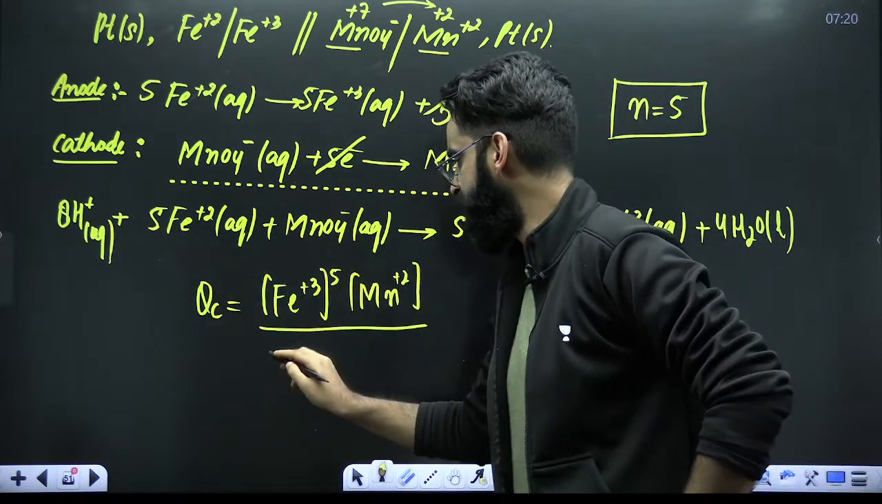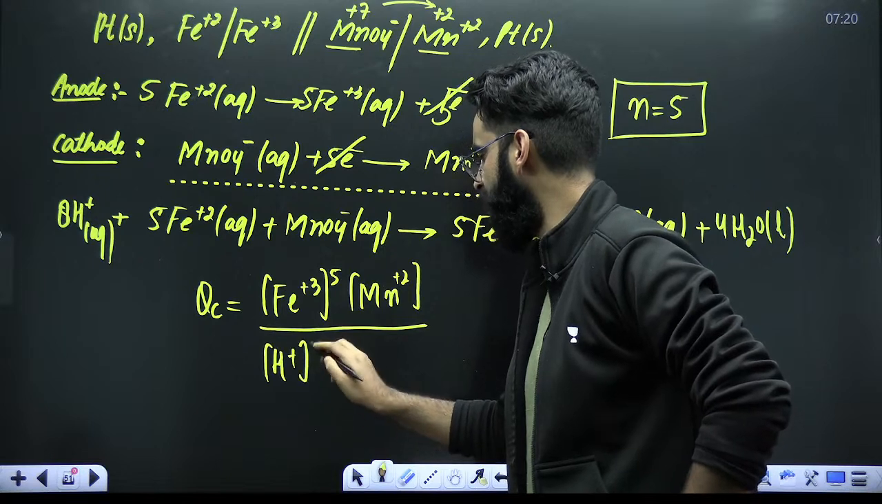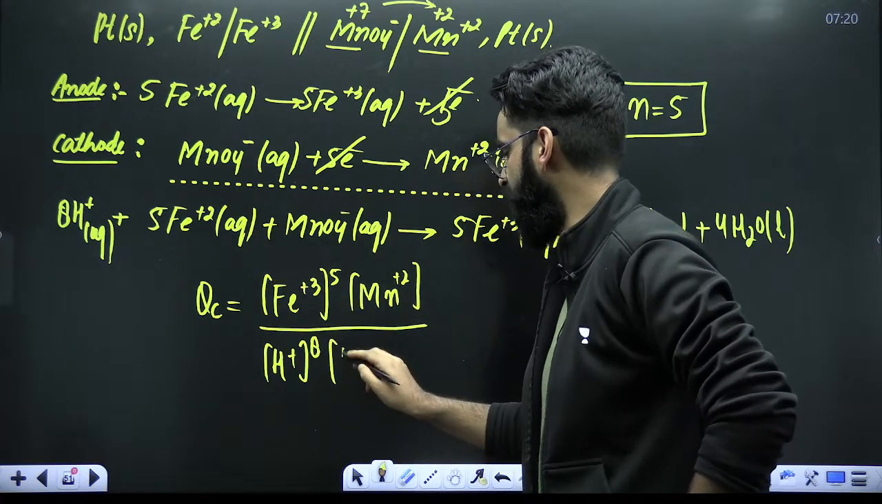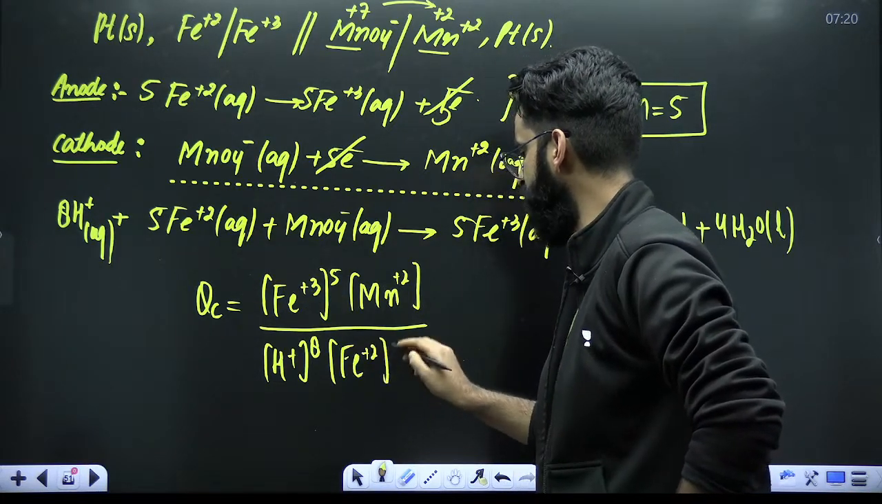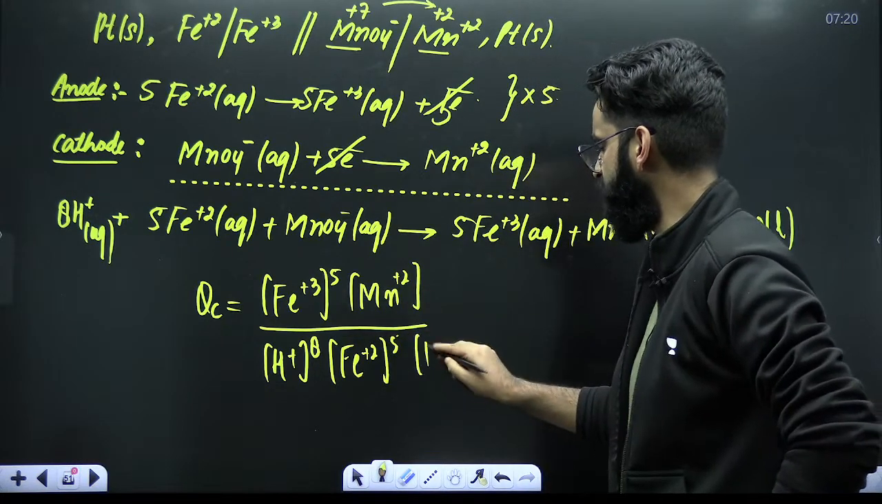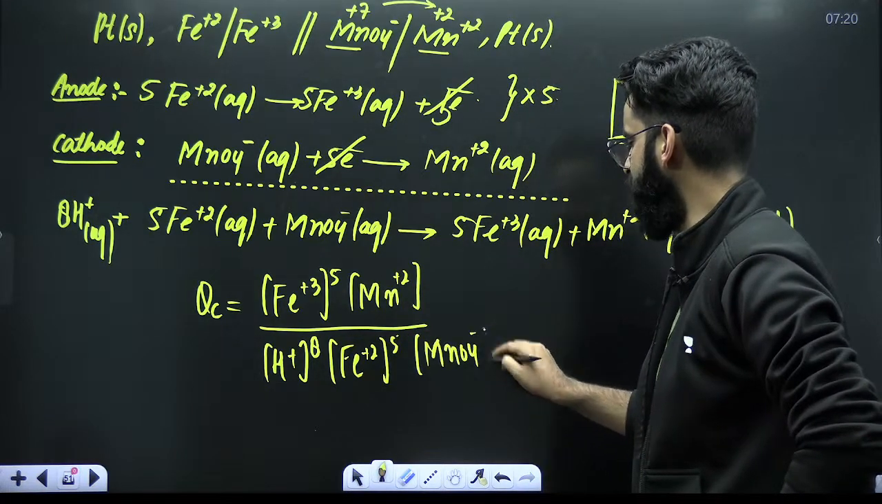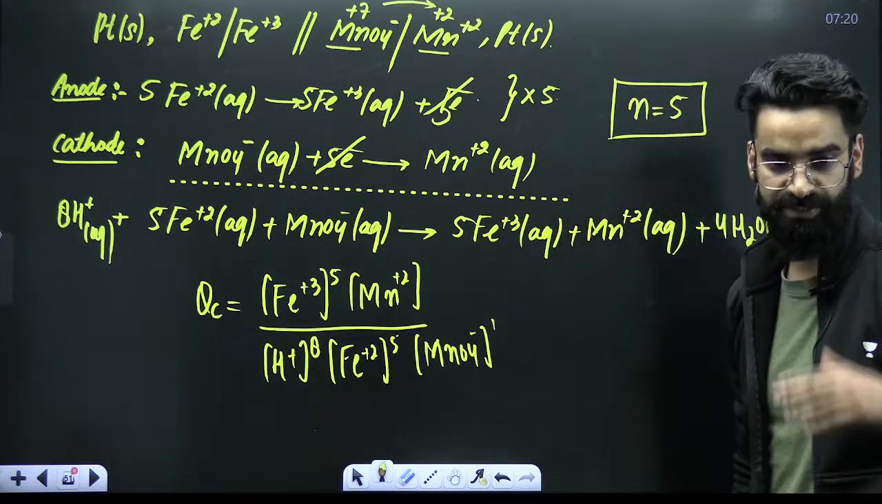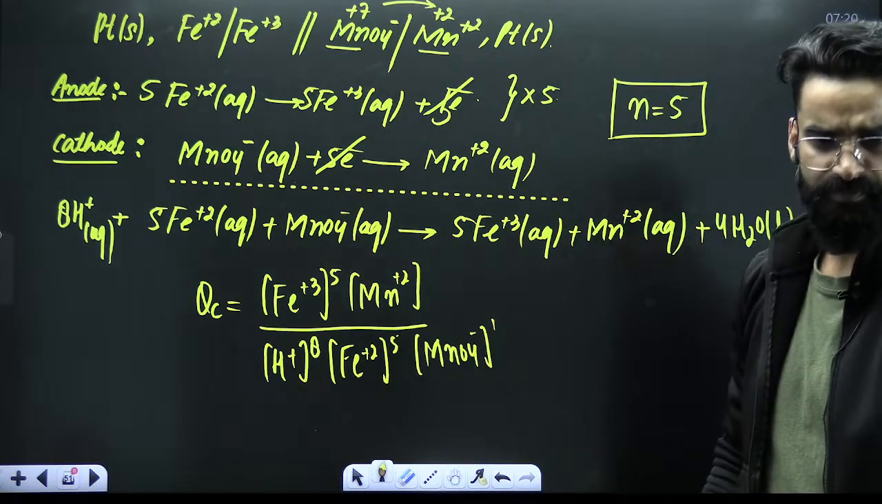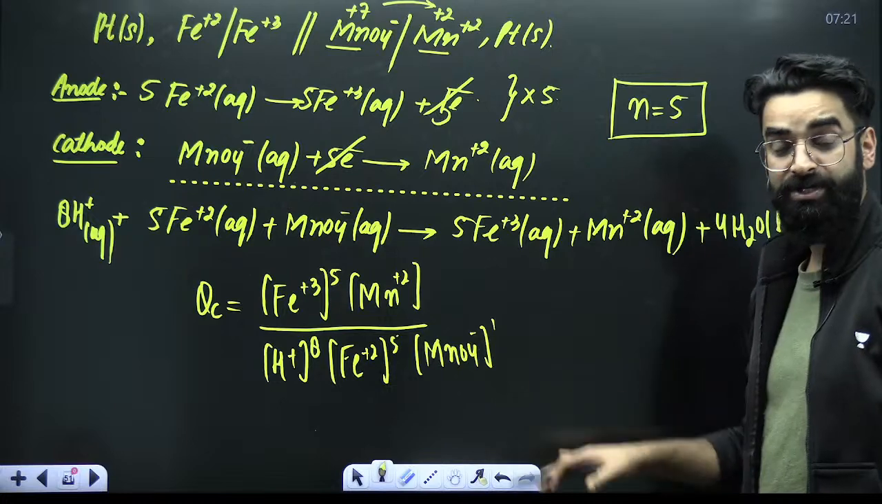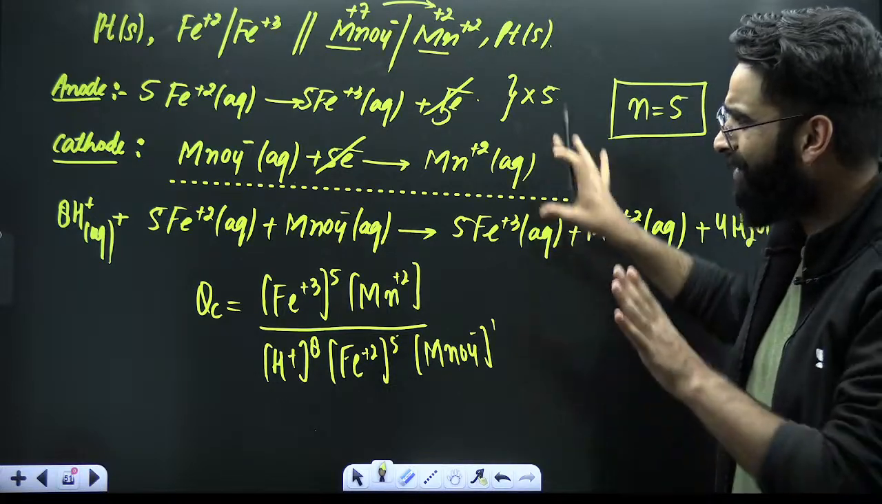This H positive is in aqueous state, so concentration of H positive raised power 8. Fe dipositive is in aqueous state, so concentration of Fe dipositive raised power 5. MnO4 aqueous state, so it's concentration of MnO4 negative raised power 1. So this is how you write the expression for QC as well. Perfect. In these questions, see guys, you know why? These are not the actual questions.